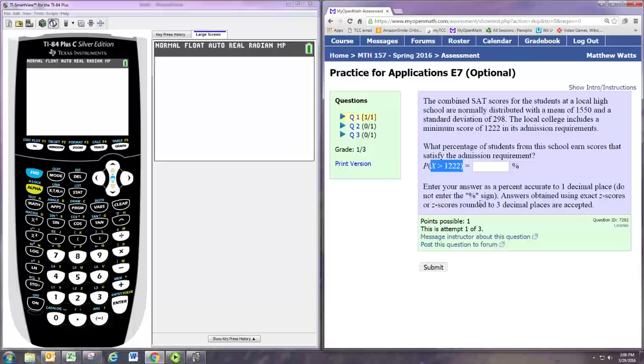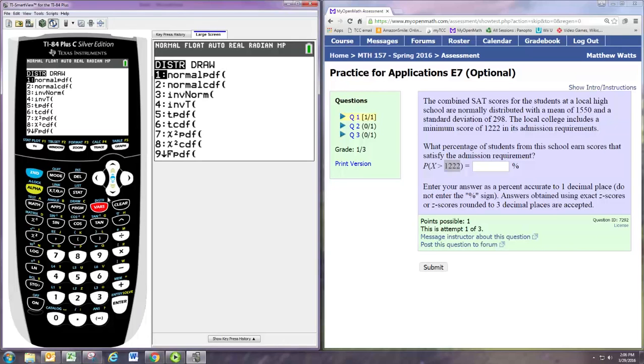1,222. So we can think of the normal curve, and we want to sort of draw a line at 1,222 and find the area to the right. On the graphing calculator, we would go to the distributions menu, that's second bars, and we'd use the normal CDF command.